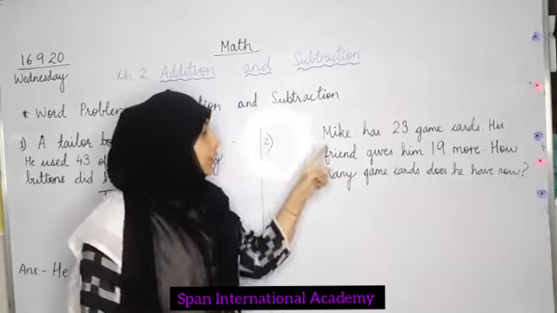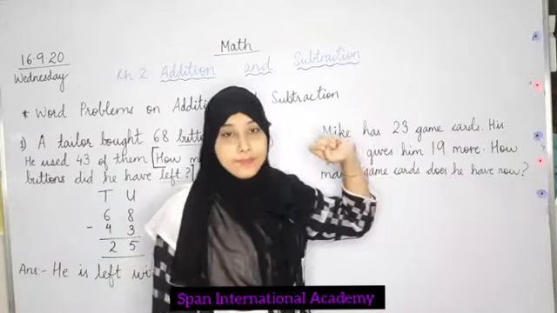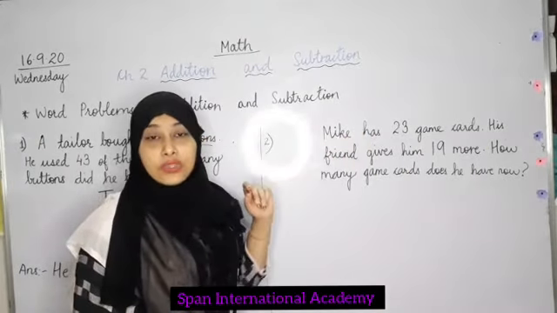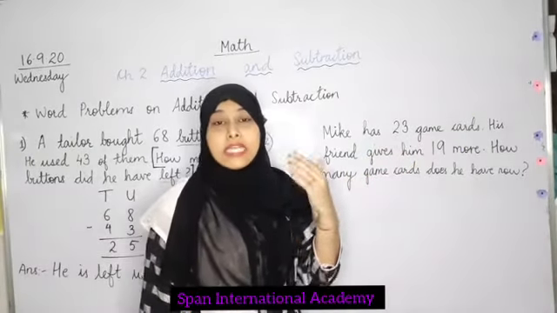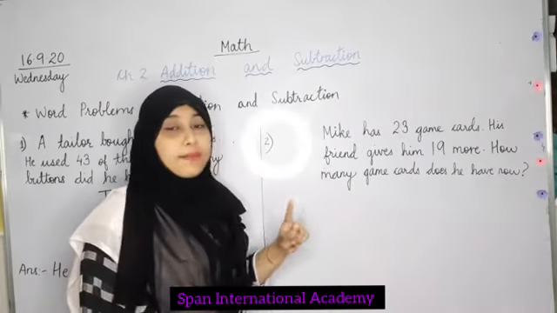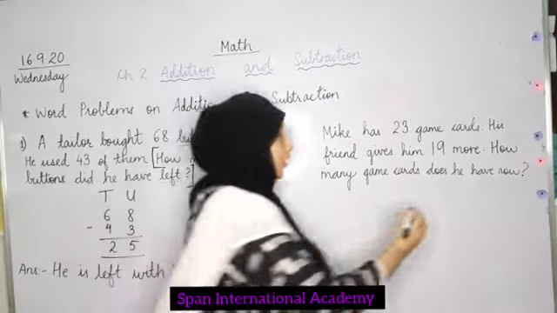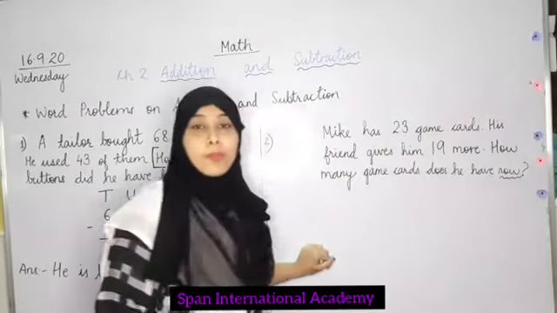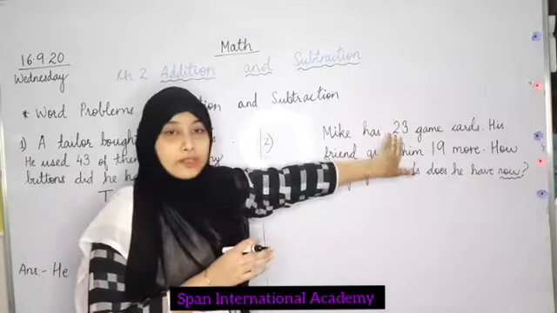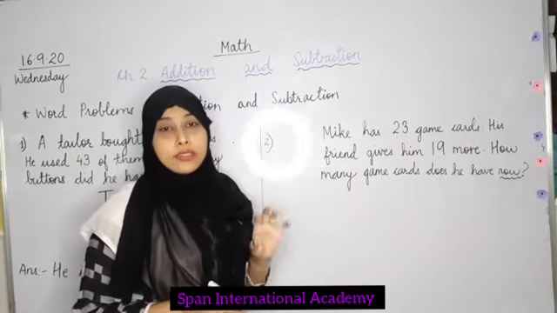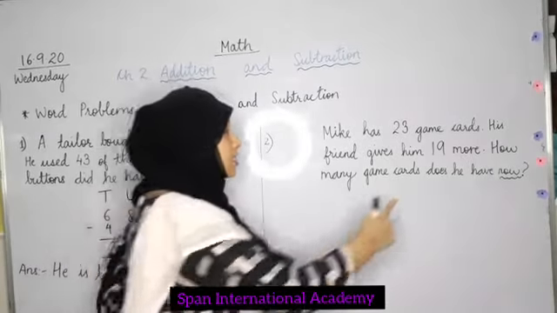Now let's go ahead and see our second example. I am reading the question, you all can also read with me. Okay, Mike has 23 game cards. His friend gives him 19 more. How many game cards does he have now? Okay, this word. We have to find out how many game cards does he have now. He had 23. His friend gives him more, 19. And now we have to find out how many does he have at present. So what does that mean?